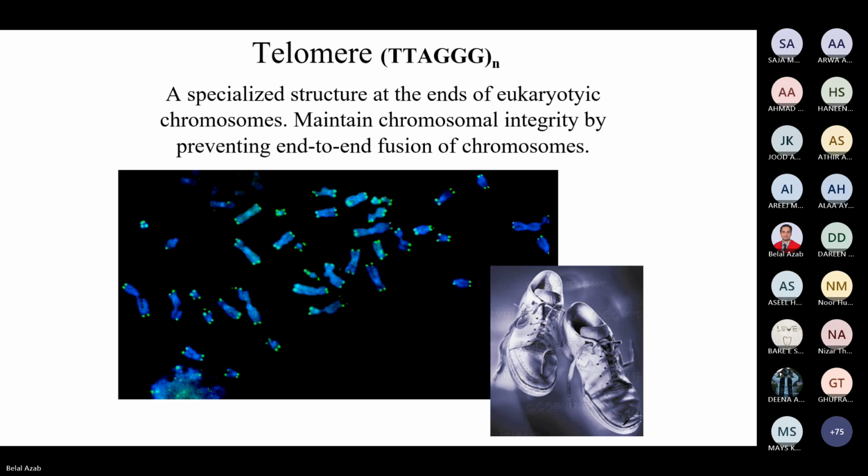The exception is cancer. Once a cell is transformed into cancer, the cancer cells will reactivate an enzyme known as telomerase. This telomerase will ensure that the telomeres are not eroded, are not shortened, as the cells divide. That's why cancer cells can divide indefinitely as long as they are provided with nutrients.